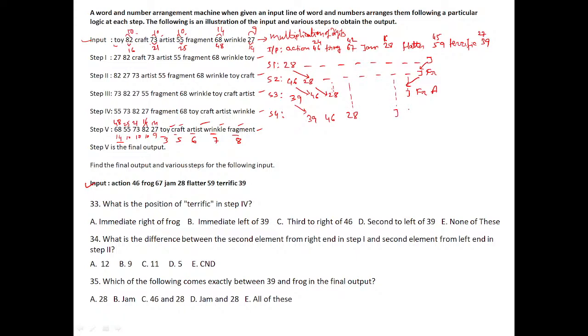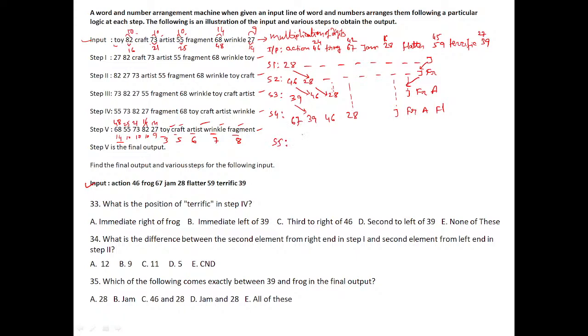Now this J comes here. This is FR. This is A. And action then comes flatter. And here what it comes? 27 and then 67. That means 42, the digit multiplication.